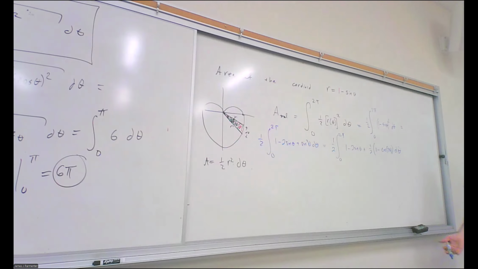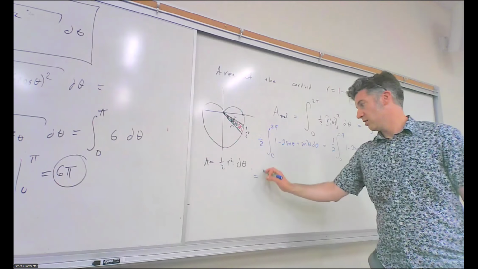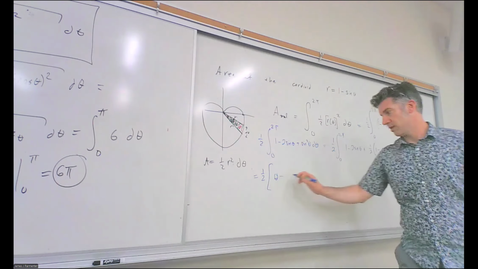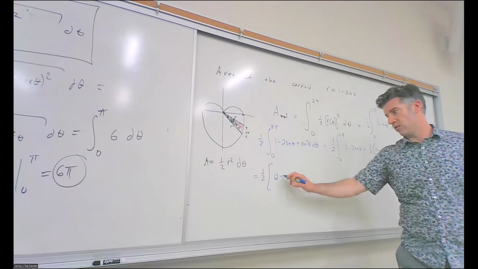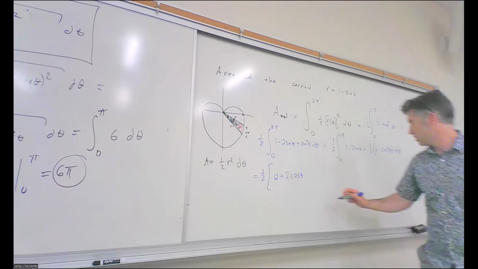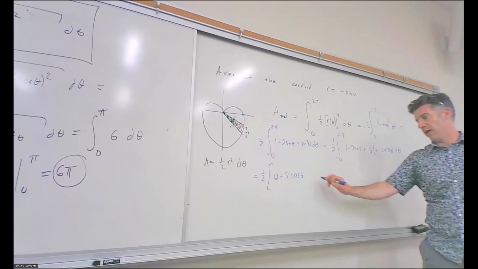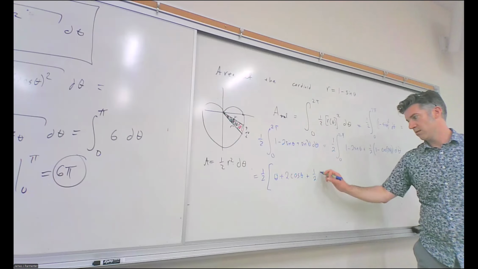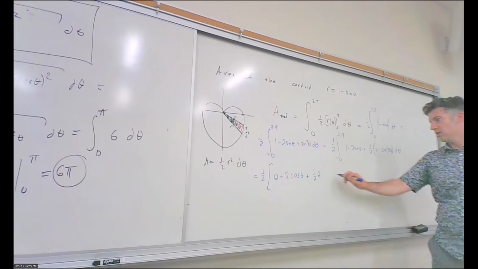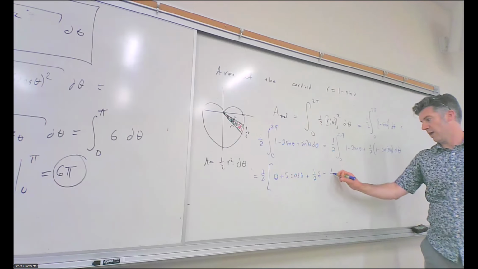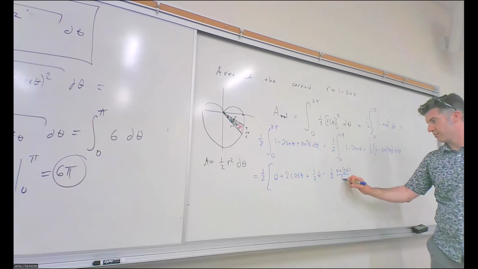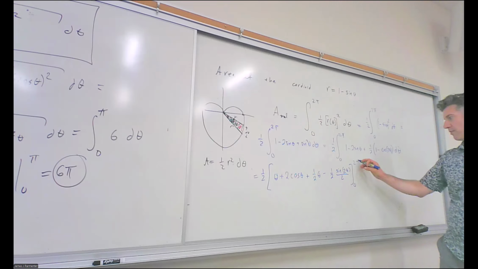And now we can integrate this. So that's going to be 1/2 times the integral of 1, which is theta. The integral of 2 sine theta is negative 2 cosine theta, so that's going to be a positive 2 cosine theta. The integral of 1/2 times 1 is 1/2 times theta. And the integral of 1/2 times negative cosine 2 theta is going to be negative 1/2 times sine 2 theta over 2, from 0 to 2 pi.